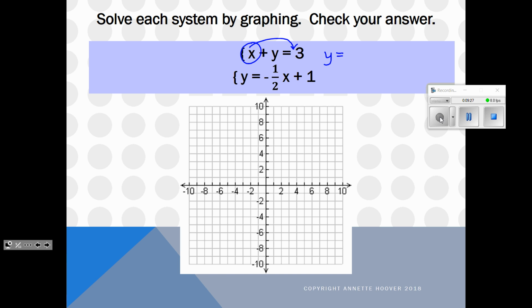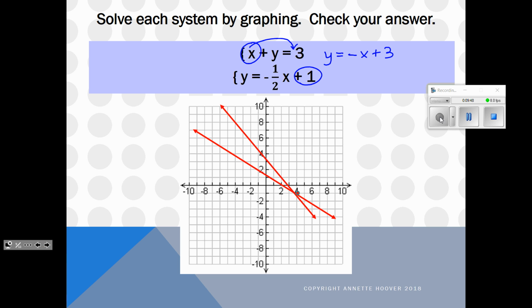So that would be y equals -x plus 3. Now we can graph that with a y-intercept of 3 and a slope of down 1 to the right 1. The other one is already in slope-intercept form. So we start with our y-intercept of 1, and we go down 1 to the right 2. And when we graph, it looks like this.